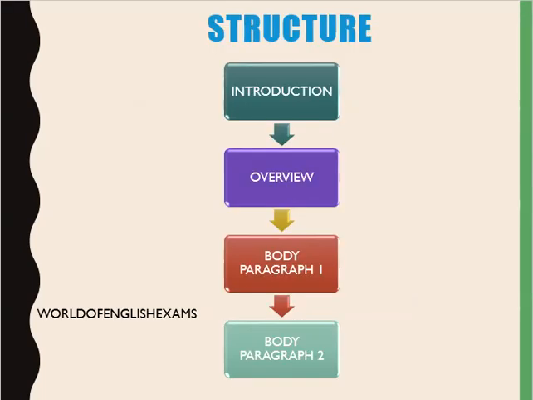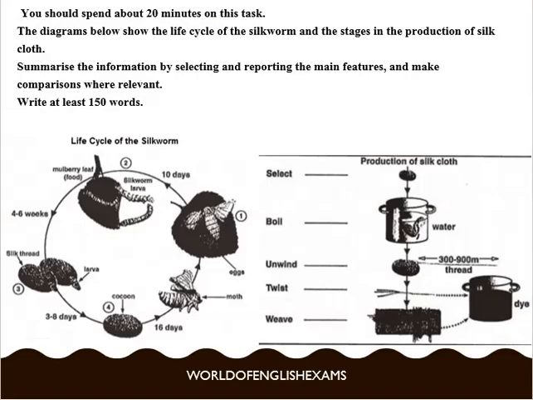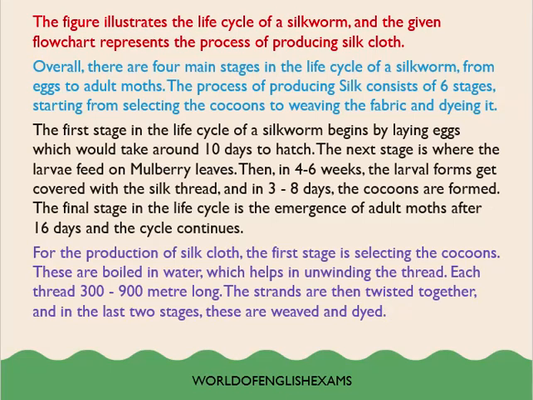And first, what did I tell you? We have to write the introduction, in which I am going to paraphrase the title of the question. So what is the question telling us? The diagrams below show the life cycle of the silkworm and the stages in the production of silk cloth. So now let us rewrite the given sentence in our own words like this. The figure illustrates the life cycle of a silkworm, and the given flowchart represents the process of producing silk cloth.